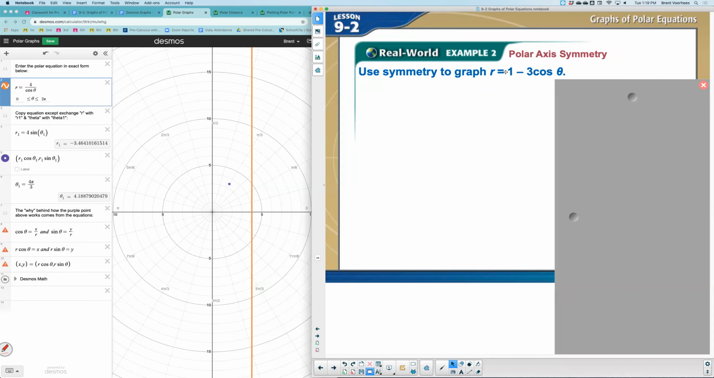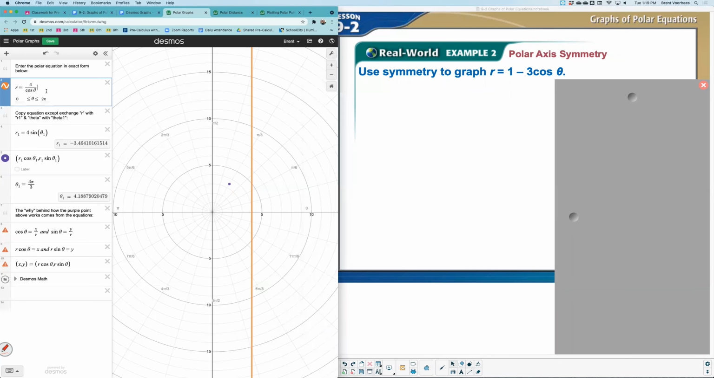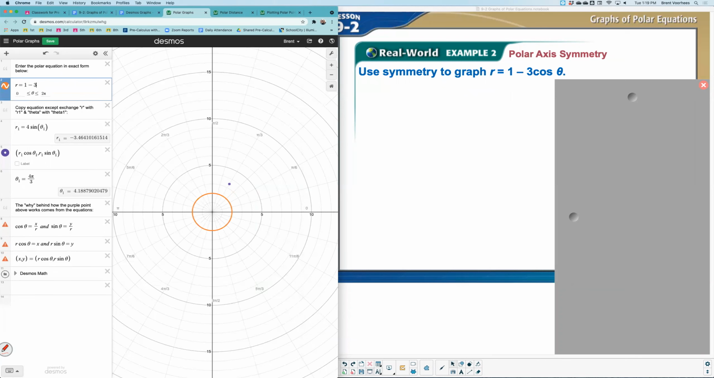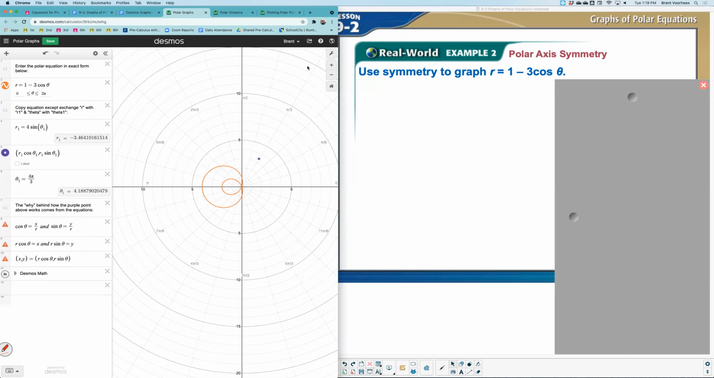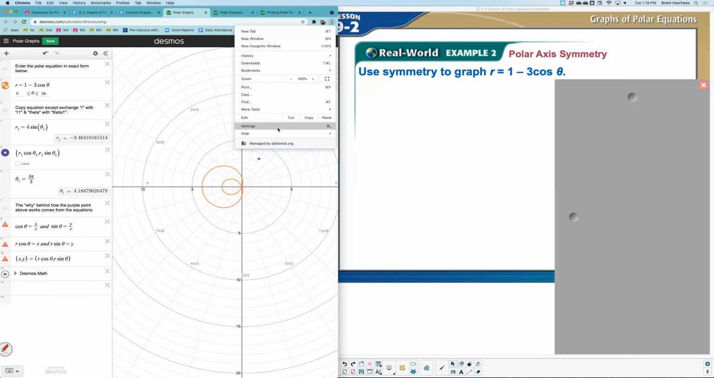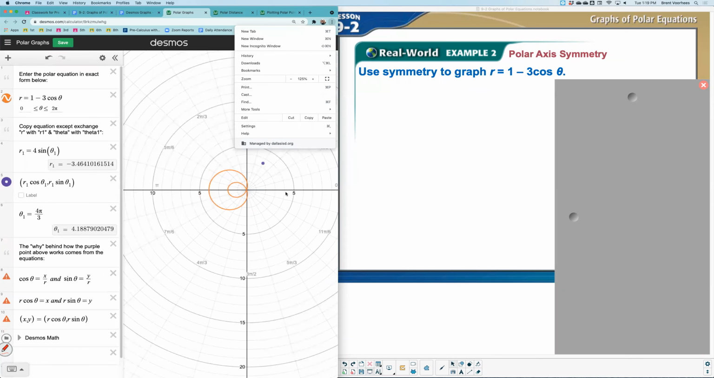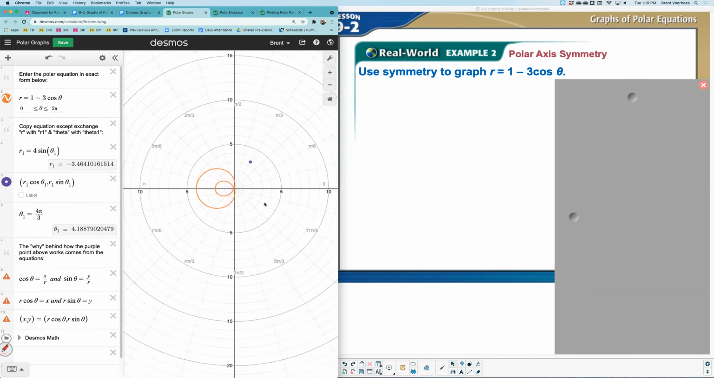Well, I'm actually going to start with technology because that's how we usually graph, and then I'll talk over the symmetry. So we have 1 minus 3 cosine theta, and we get this graph that's called a limaçon. This graph right here represents a limaçon, and I'm going to just zoom in so I can keep my units the same. There we go. I think that'll make it a little bit easier. And you can see this is a limaçon because it has that inner loop.